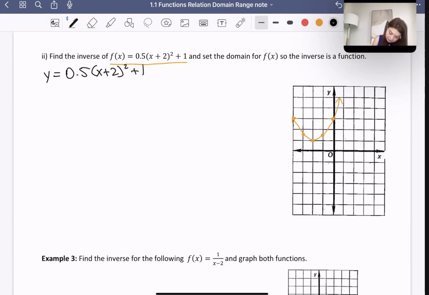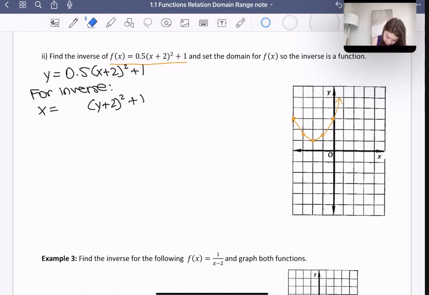Okay, so what's my first step? We're going to replace f of x with y. And then for the inverse, I'm going to swap x and y. So x equals 0.5 times y plus 2 squared plus 1. Then we're going to subtract 1 and divide by 0.5, which is the same as a half. So I might switch that. That might make our lives a little easier.